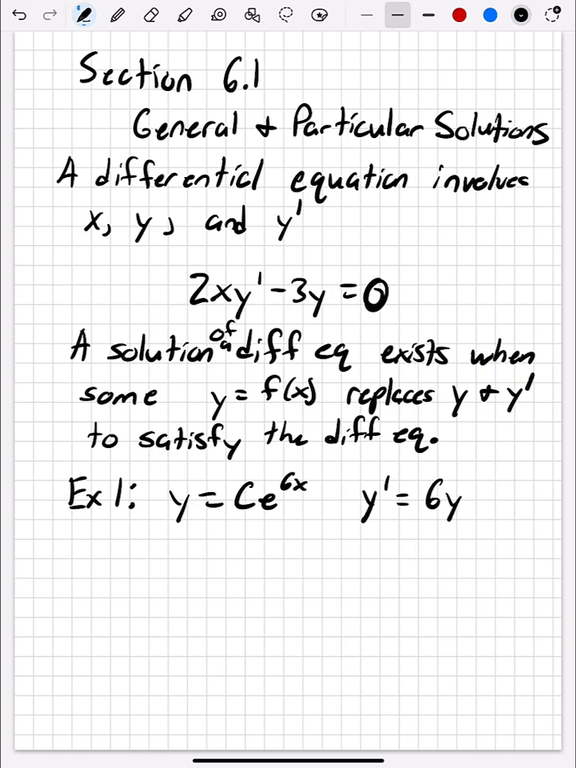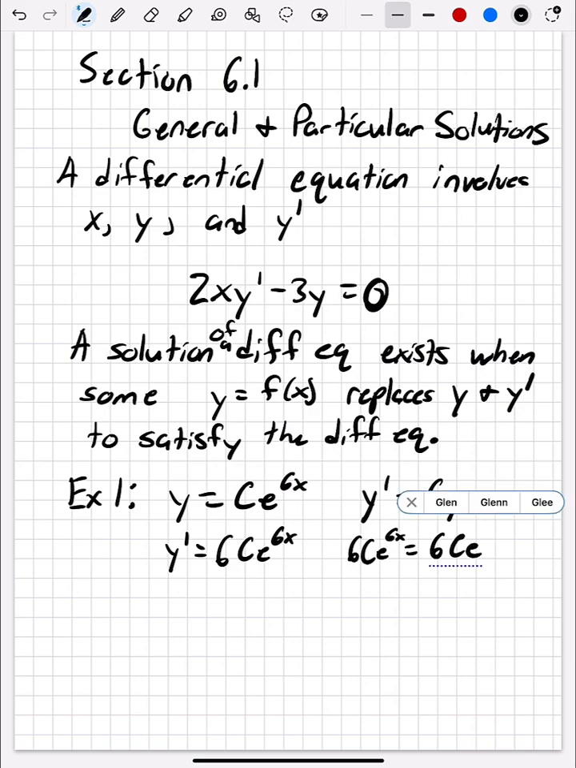Okay. So the derivative of y is, use the chain rule, 6ce to the 6x. All right. So now I'm going to substitute that into my differential equation for y prime. All right, and then I'm going to plug in the original function for y, which is ce to the 6x. And as I can see, those are the same, so therefore I have a solution. Okay.